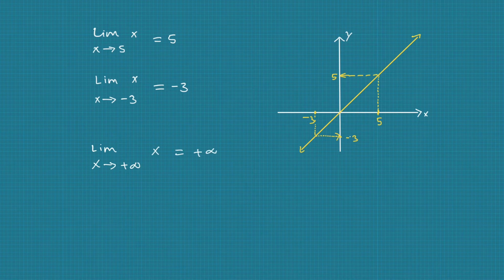The limit as x approaches positive infinity of the function x is equal to positive infinity. The limit as x approaches negative infinity of the function x is equal to negative infinity.